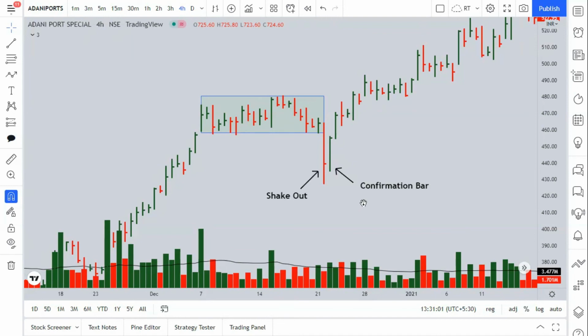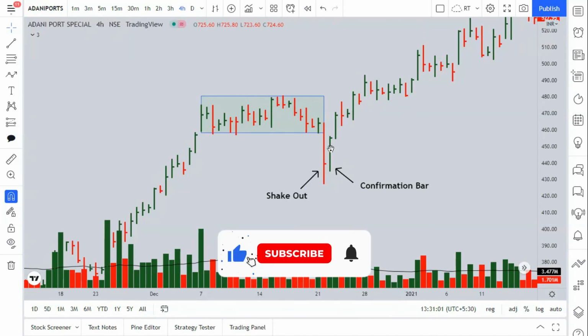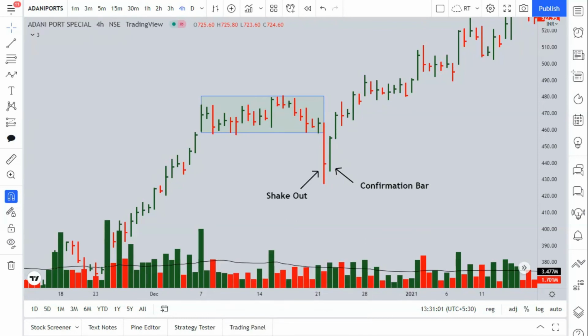What is the confirmation bar? An up bar. It could be an increased volume or a decreased volume. I would prefer increased volume. When there is an up bar, that is where you should wait for the confirmation. I would recommend each and every safe trader out there to trade above the shakeouts. I would recommend you to wait for the market to reach above the shakeout, then you can trade.